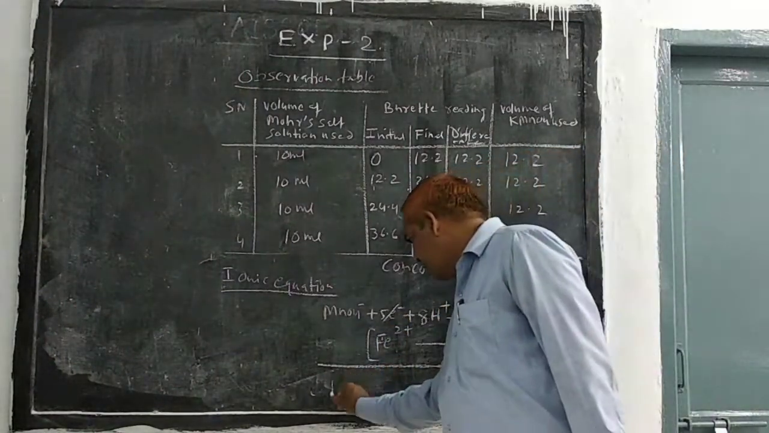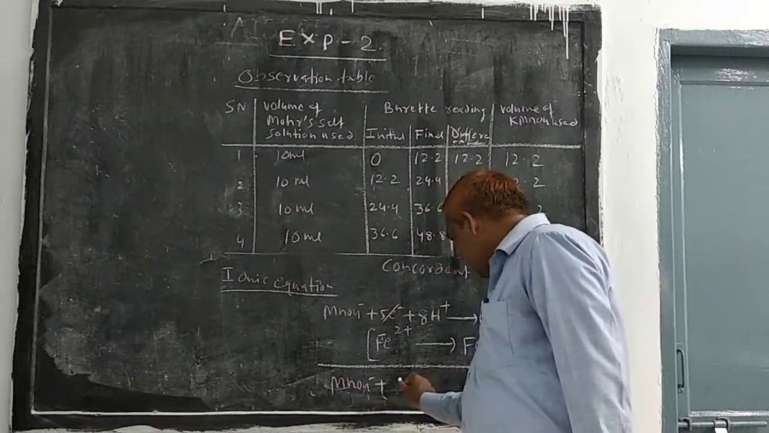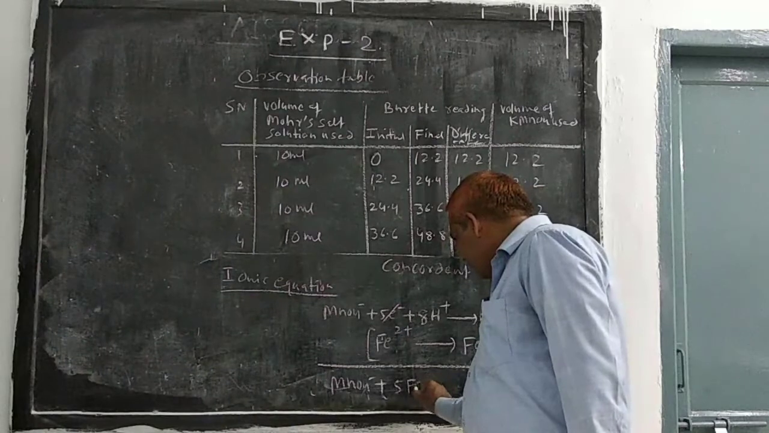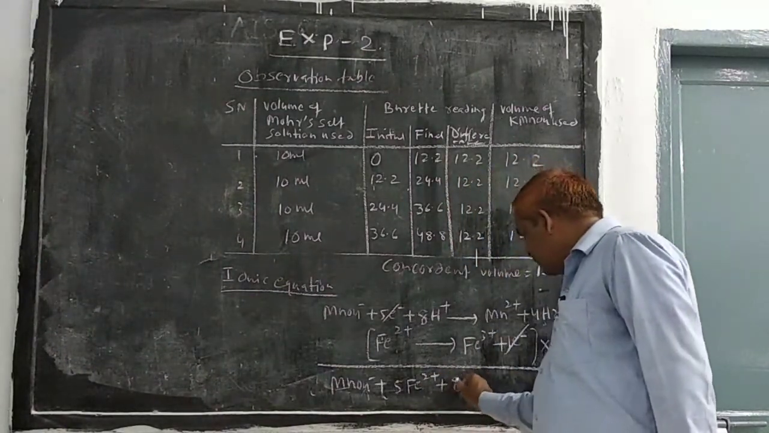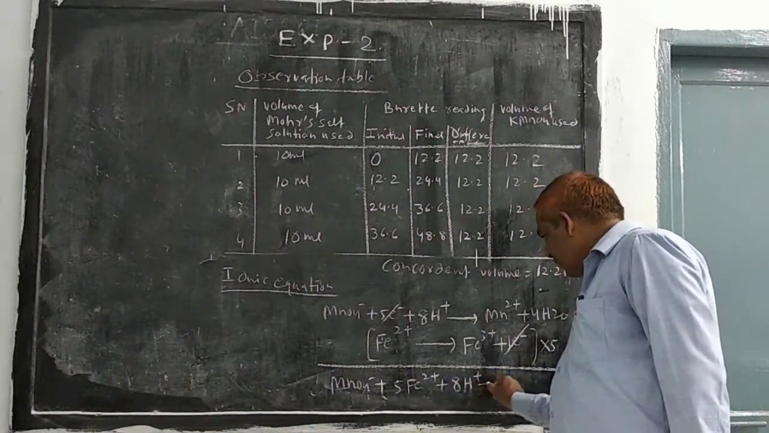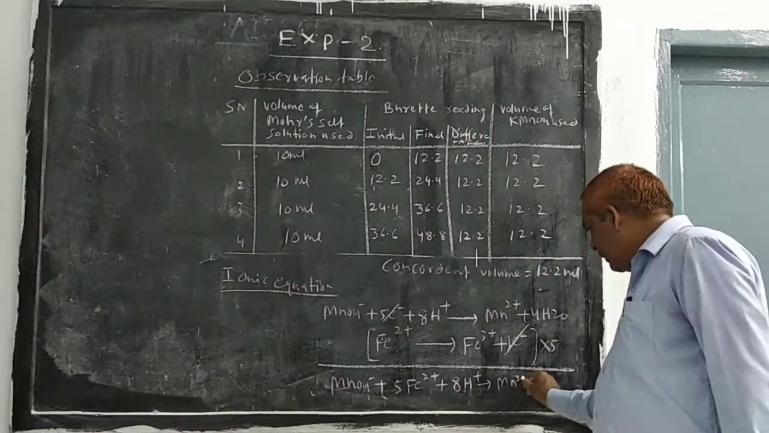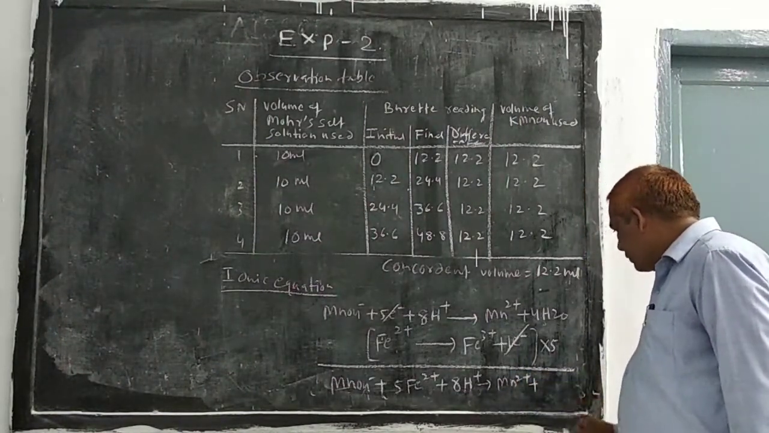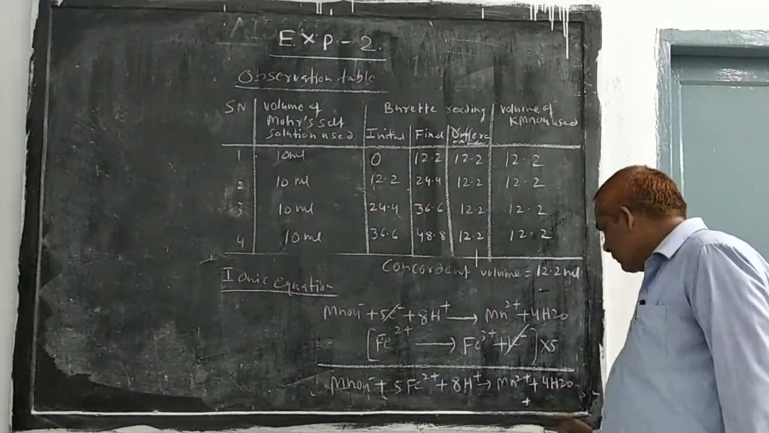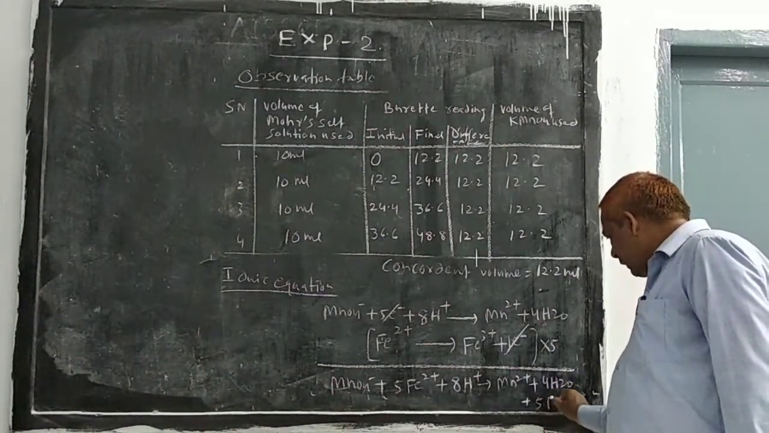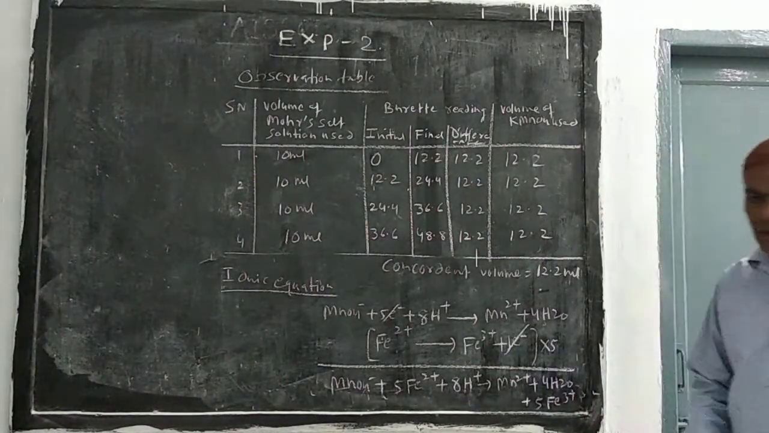Then the overall reaction is MnO4- plus 5 Fe2+ plus 8H+, right side Mn2+ plus 4H2O plus 5 Fe3+.